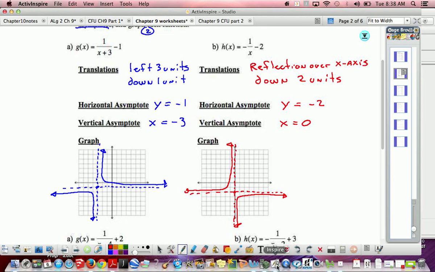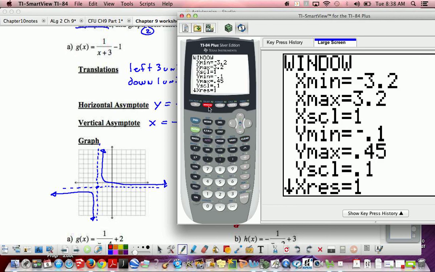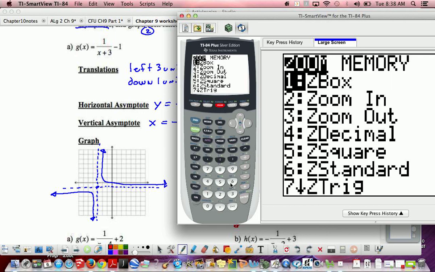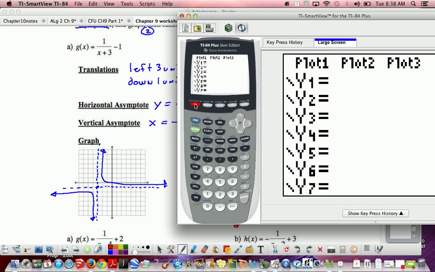So, whoops, I wanted the calculator back here. Somehow I must have grabbed the wrong thing. So the first thing I'm going to do is go to my window, and in fact if I go zoom 6, which is zoom standard, it's going to give me my 10 by 10 by 10 window. It's a window I like to work with. It's very similar to the grid that you have here on your worksheet. So now if I go to my y equals, I can just enter in the equation: 1 divided by, we'll put this in parentheses, x plus 3, close parentheses, and then subtract 1.